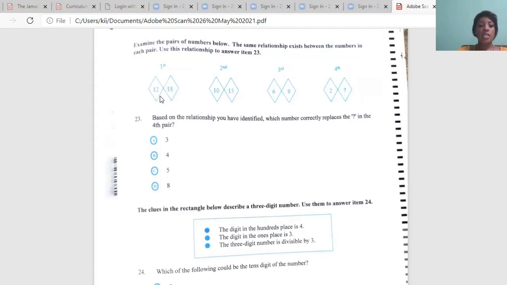All right. Both are multiples of 6, or 6 is a factor of both. Five is a factor of both 10 and 5. 3 is a factor of both 6 and 9. 2 is a factor of both 2 and 4. But I can't quite say that is the relationship that exists as yet. Let's look at another thing.